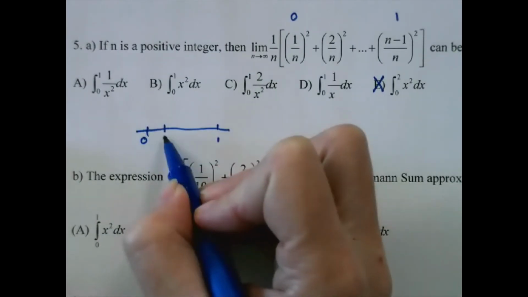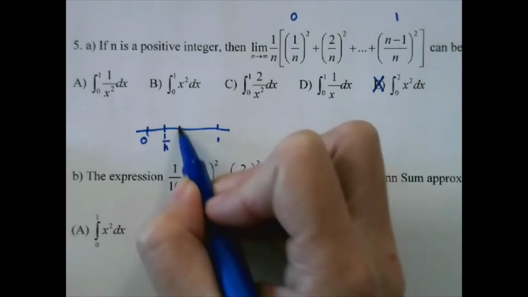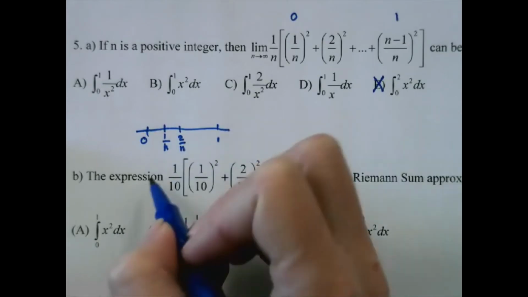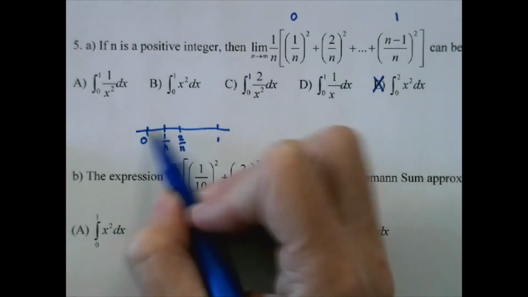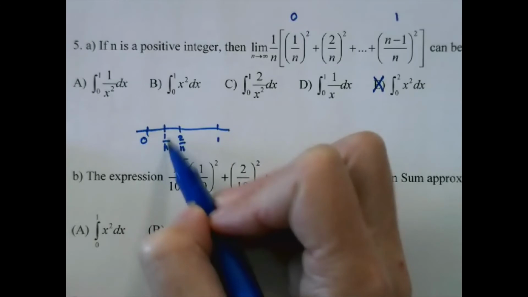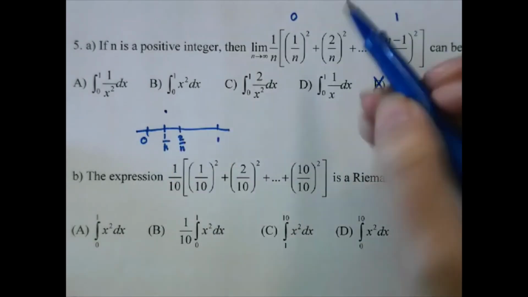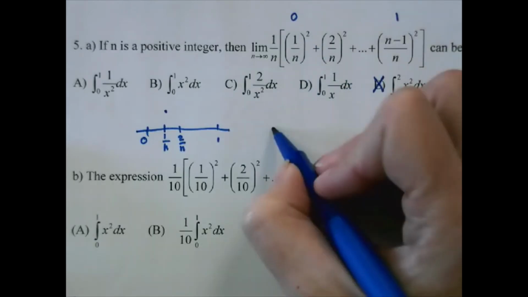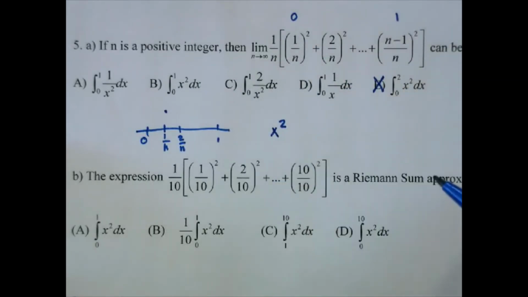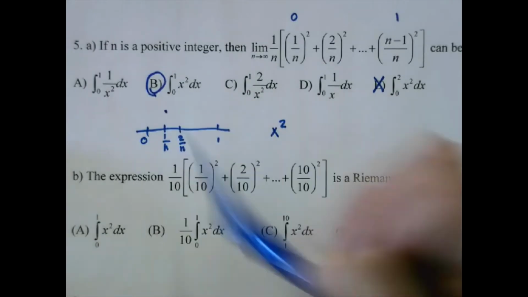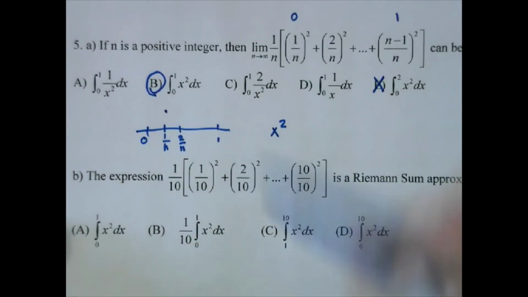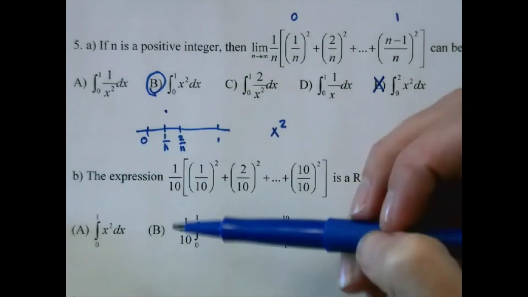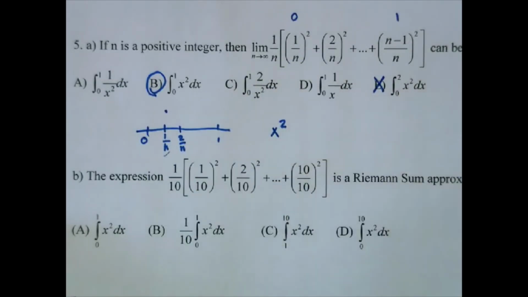My deltas are 1 over n. So this is going to be 1 over n, this is 2 over n, as we add those, because the widths are 1 over n. Then we're taking that and plugging it into something. So the something in this case is something squared. So this function is just x squared, which is going to be b. The 1 over n, you might be tempted to say it's like 1 over x squared, but it's the value that we're plugging in is that 1 over n.